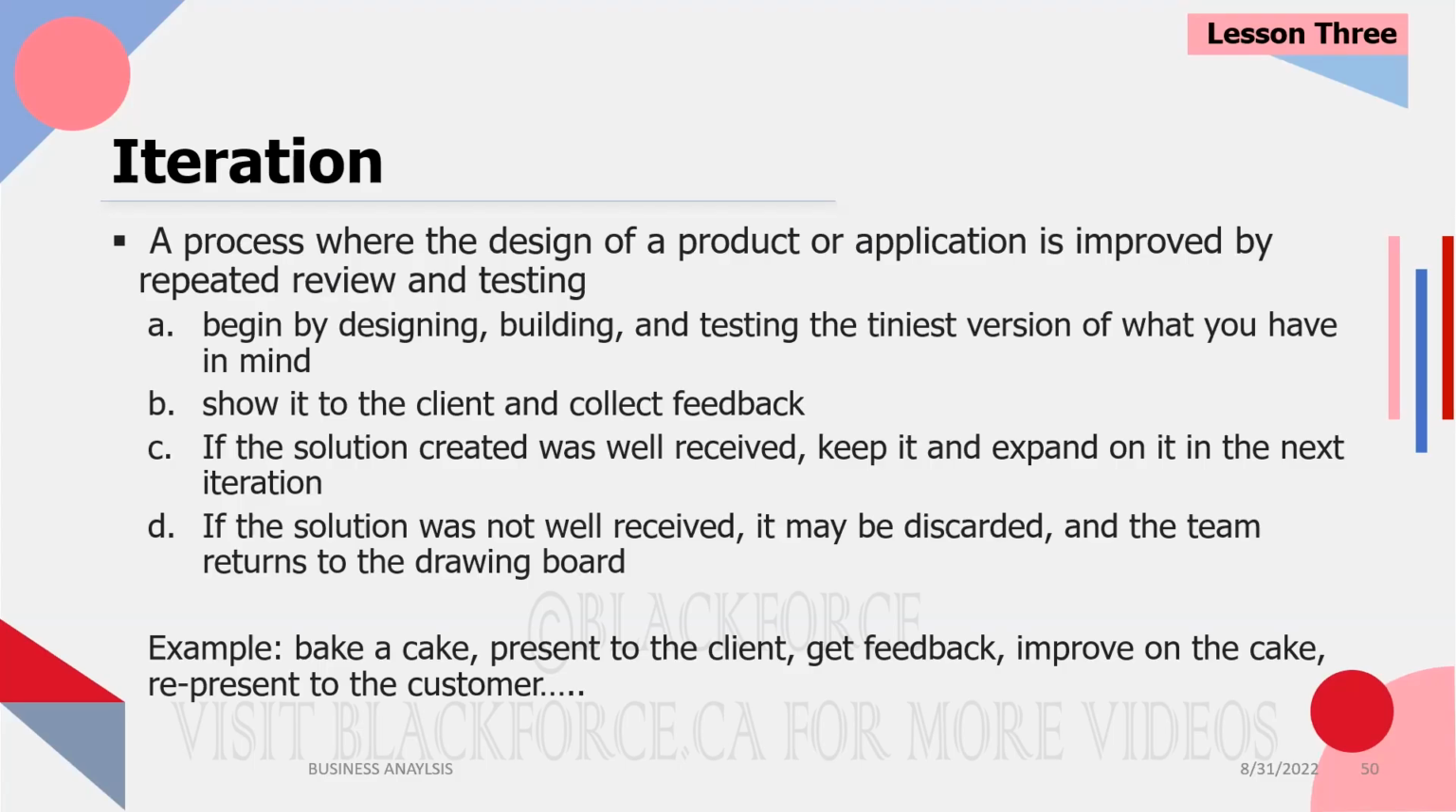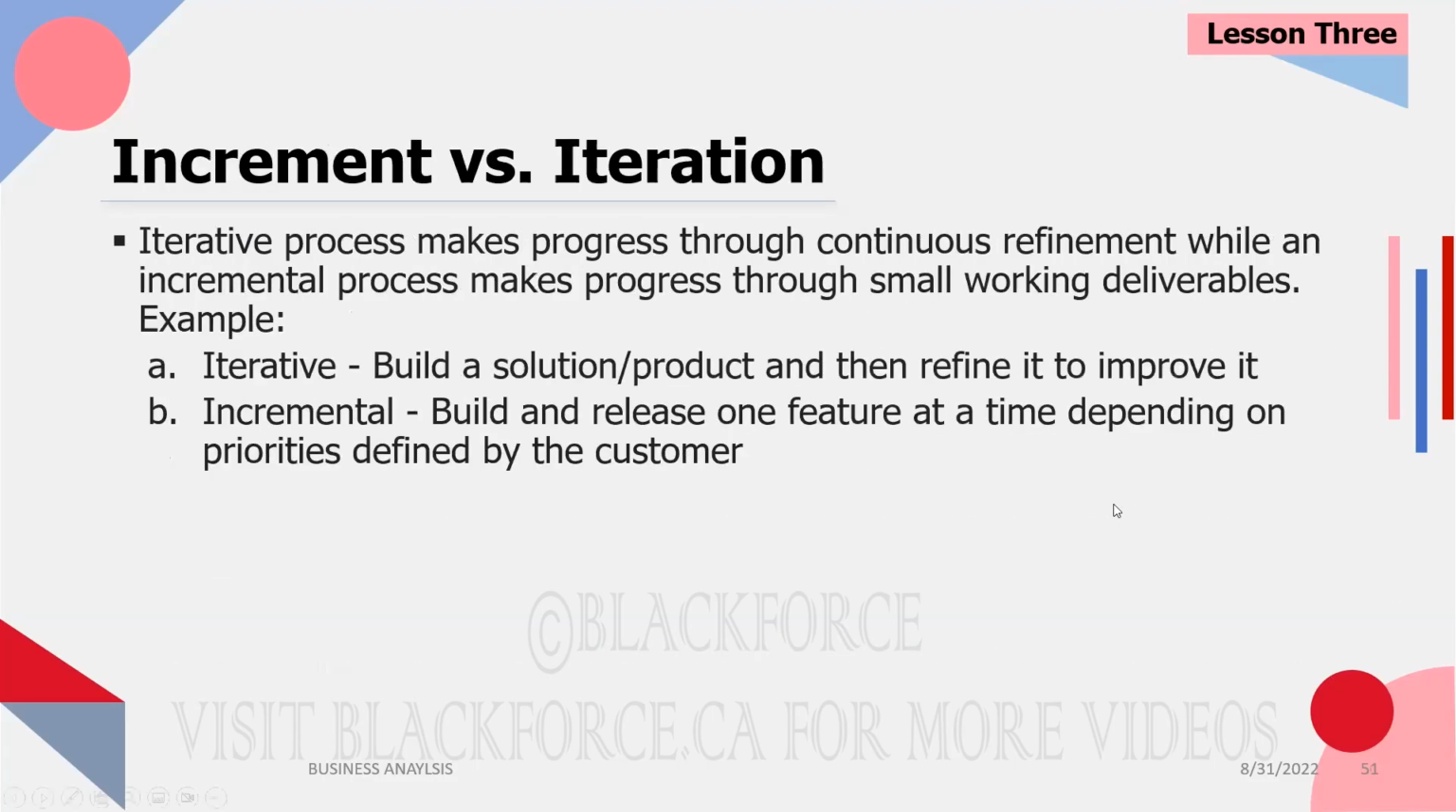So I talked about the example of baking a cake. You bake a cake, you present it to the client, you get feedback, you improve on the cake, you re-present it to the customer. I think that's a simple logic to follow. Just always remember it when you're working on a project. If it's in an agile environment, perfection is not expected, at least not immediately. Early feedback is going to gain you more ground, gain the project team more ground than trying to perfect a functionality. Okay?